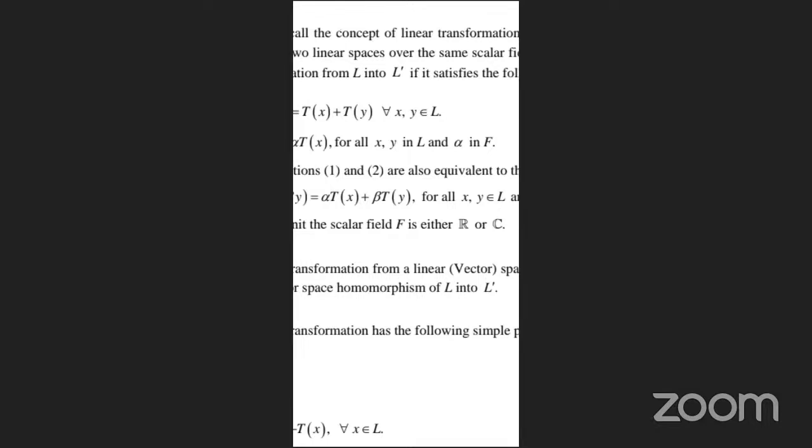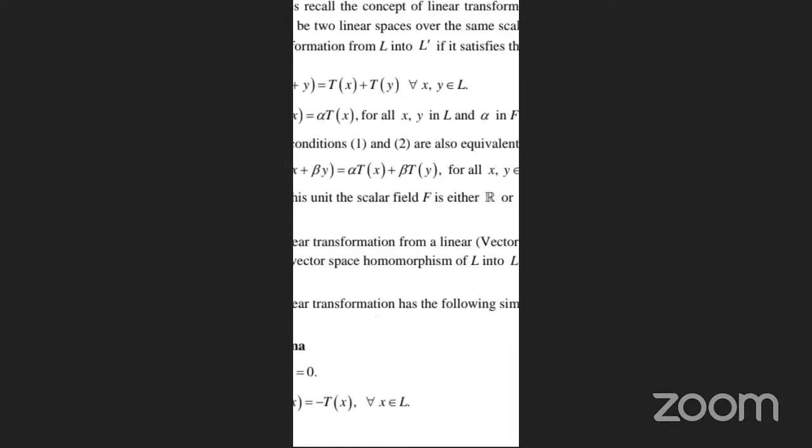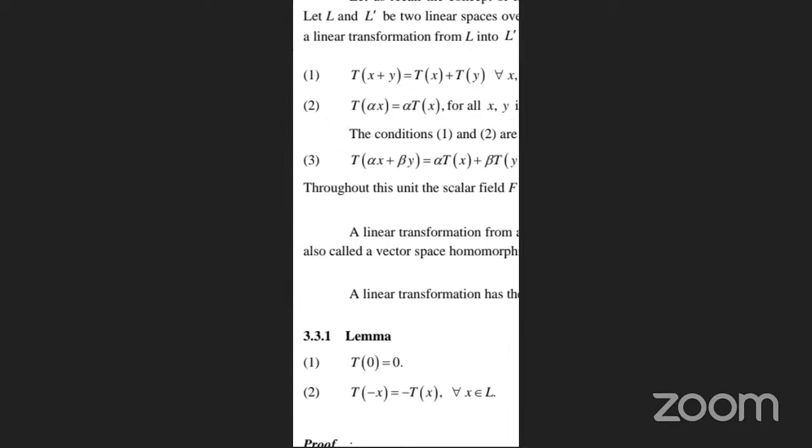Here x and y are both linear space elements, and alpha and beta are both field elements. Students, listen carefully. Any field element, here F is the field. That field of elements is either real numbers or complex numbers. Now all the field elements are scalars. Those scalar elements must be represented as either real numbers or complex numbers.